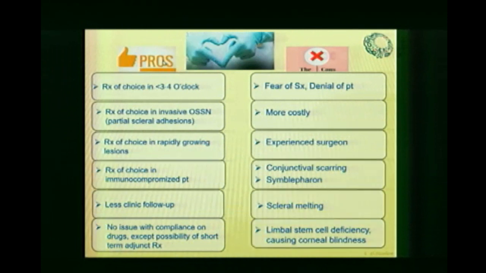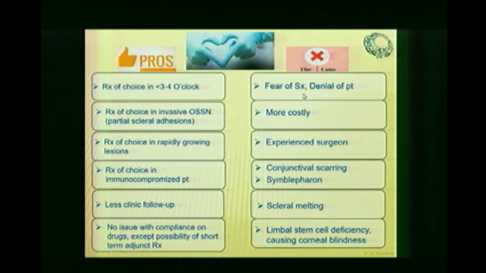The advantage of doing surgery is that it's a treatment of choice if you have a small tumor, less than 3 to 4 o'clock. It's a treatment of choice in invasive OSSN, partial scleral adhesions. I'm not saying penetration. Treatment of choice in rapidly growing lesions. Treatment of choice in immunocompromised patients who cannot have a lot of clinical follow-ups or medication refill, and if there is an issue with the compliance on the drugs, except for a possibility of short-term adjunct therapy post-op.